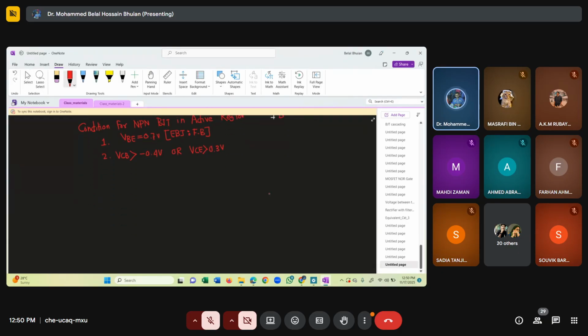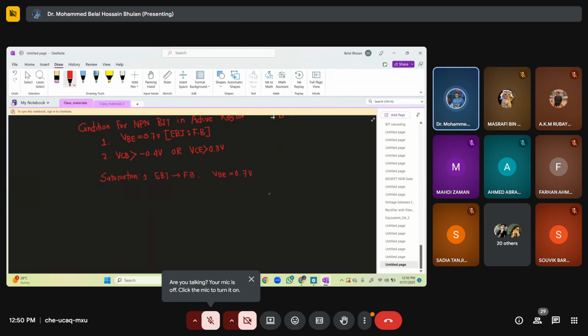Then what is the condition for saturation region? So saturation region. Of course, for saturation region, first of all, emitter to base junction must be forward biased. This is the first thing first. Condition 1. So that means VBE must be 0.7 volt.